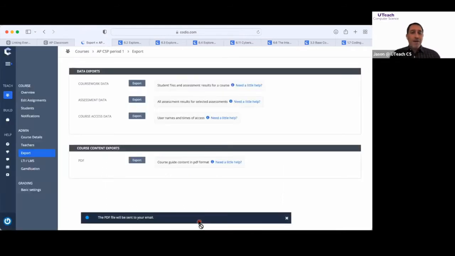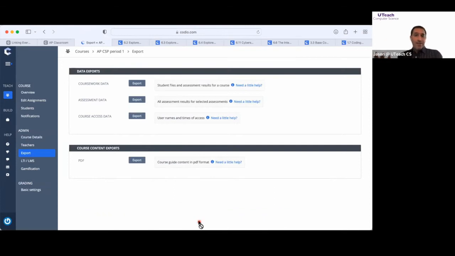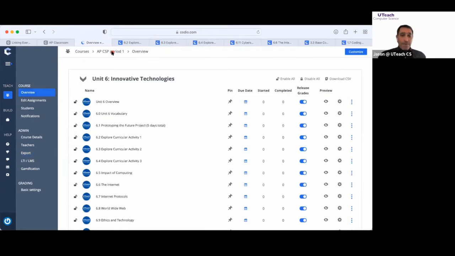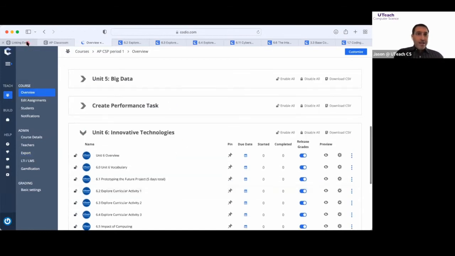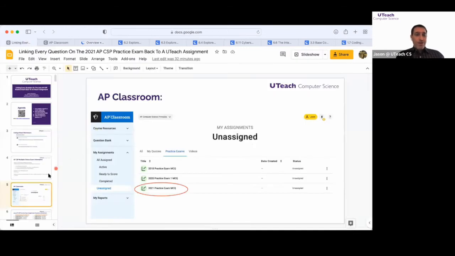And I'll get an email from Codio that says, hey, you exported this. And now I can just print this out and give it to my students, kind of like, as I said, a resource to help them with the questions for Unit 6. So that's one way that you can use Codio to prepare for the exam. You can print it out, but most of your students have access to Codio, so they can just go in and do these assignments.